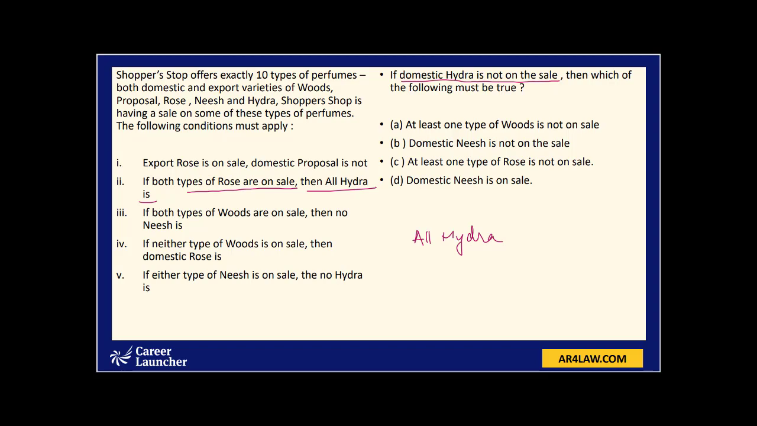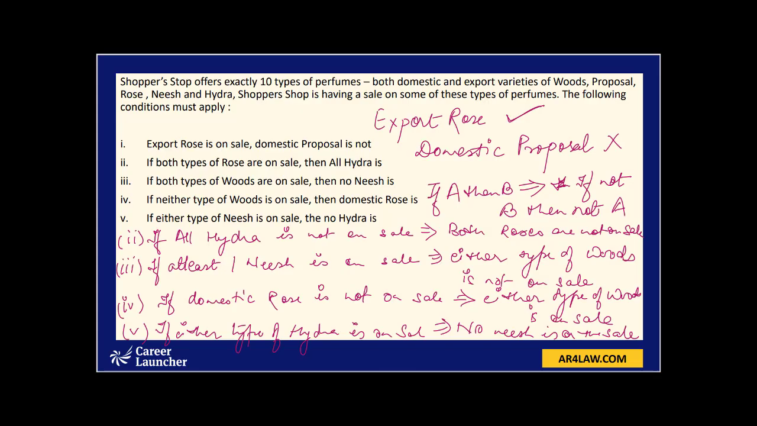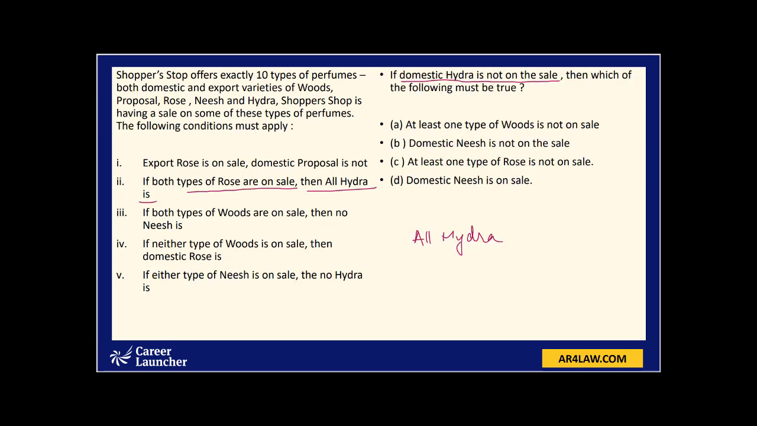Now let's move back to where we discussed: if all Hydra is not on sale, both roses are not on sale. Using that here, if domestic Hydra is not on sale, so we don't have all Hydra. This will lead us to conclude that we don't have both types of roses. We would only have one type of rose perfume. So I think we have the direct answer here, that at least one type of rose is not on sale. The answer to this question comes directly from condition 2.